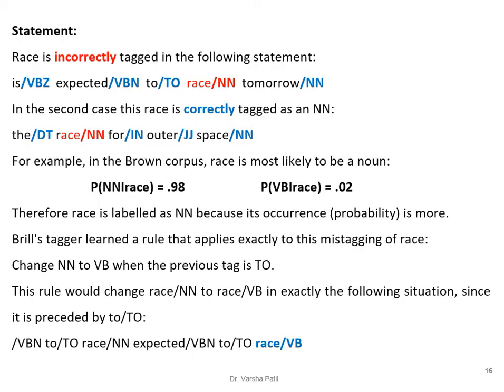Now the Brill tagger learns a rule that applies exactly to this mistagging of race. Based on stochastic and probability, it will change NN to VB when the previous tag is TO, because here race is preceded by the word "to". When a word is preceded by "to", it indicates a verb. So it changes NN to VB when the previous tag is TO. This rule would change race to race/VB in exactly this situation, since it is preceded by "to". In this way the stochastic tagger will work.